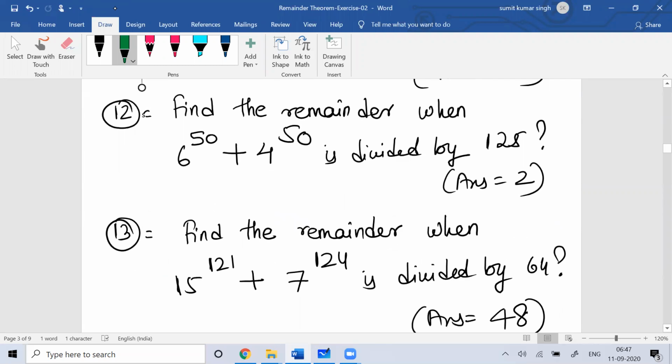Next question. So what is the Euler number of 125? Euler number of 125 is 125 into 4 by 5. So 125 by 5 is 25. 25 into 4 is 100. So again that logic will not work here because here the number is 6 to the power 50.